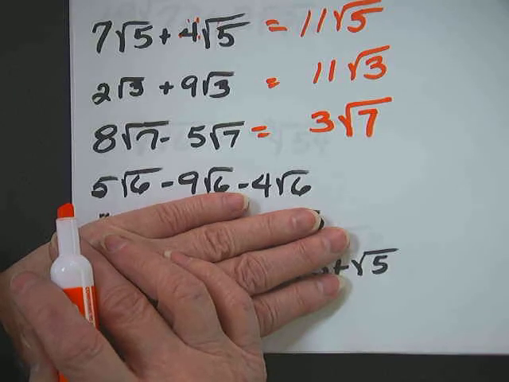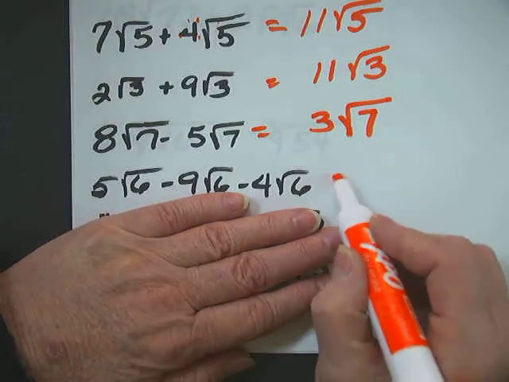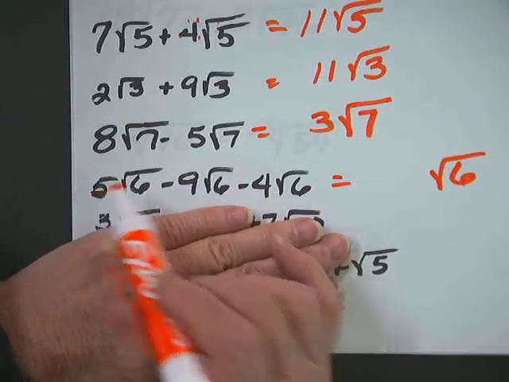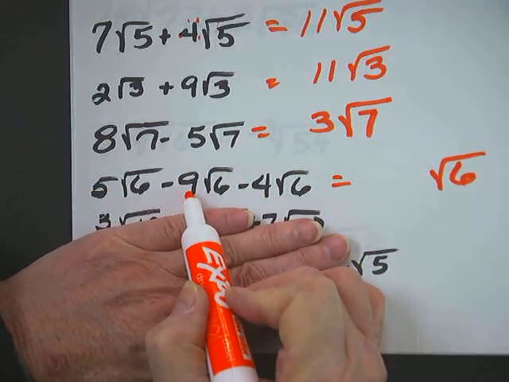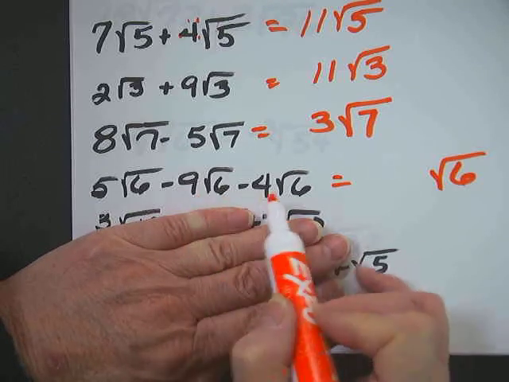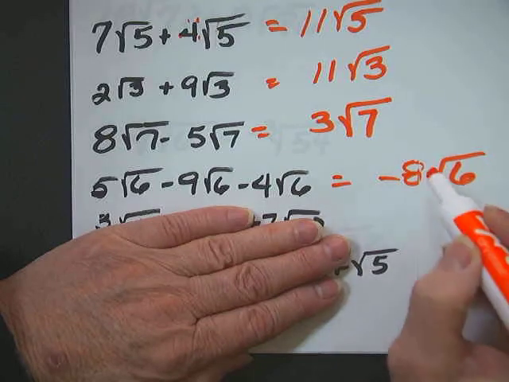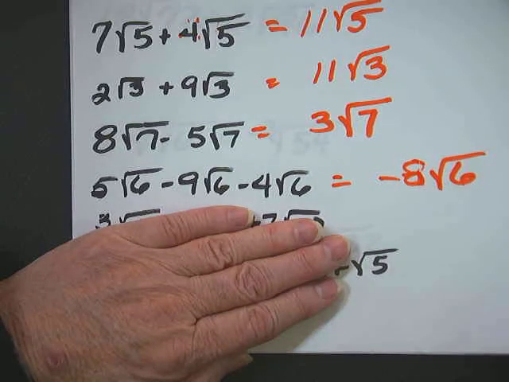These are all the same, right? They're all square root of 6s. So how many of them do we have? We know it's going to be square root of 6s. You have 5 minus 9 gives you negative 4. Negative 4 minus 4, negative 8 of those.